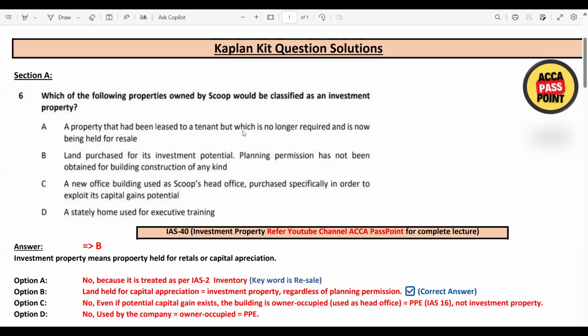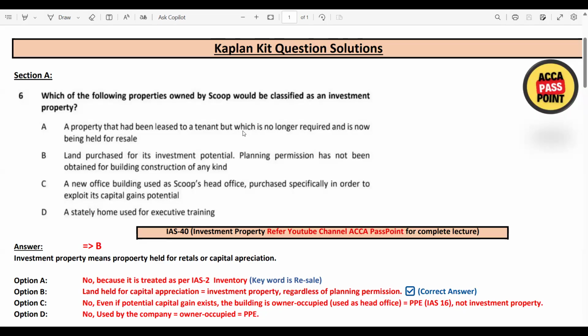So, F7 students, in today's lecture, we will solve further 5 questions of section A from the Kaplan kit. In the previous lecture, we have solved the first 5 questions of section A from the Kaplan kit. Now, moving forward, we will start with section A question number 6. Let's read MCQ number 6.